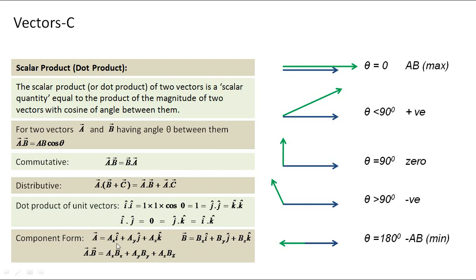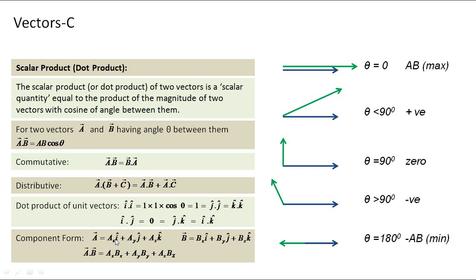What does it mean? I can take the first term and multiply with these terms, then the second term with these three terms, and the third term with these three terms. Let's understand what the result would be. First we multiply ax i cap with bx i cap. I cap dot i cap is equal to 1, hence the result would be ax bx.